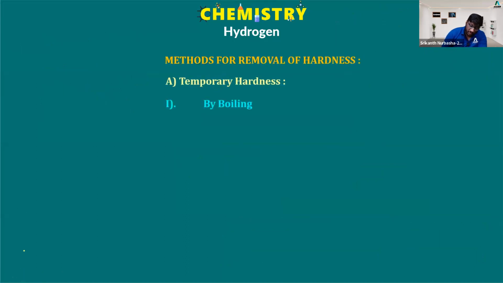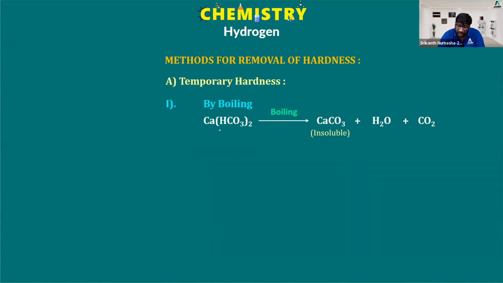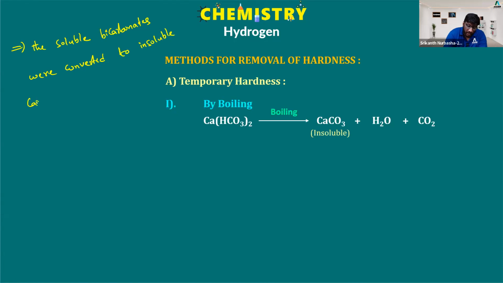Methods for removal of hardness. First, temporary hardness by boiling. Calcium hydrogen carbonate, Ca(HCO3)2, if you boil it, will generate CaCO3. The soluble bicarbonates are converted to insoluble carbonates and hydroxides. Magnesium hydrogen carbonate will be converted into magnesium hydroxide upon boiling, and then the solution is subjected to filtration.